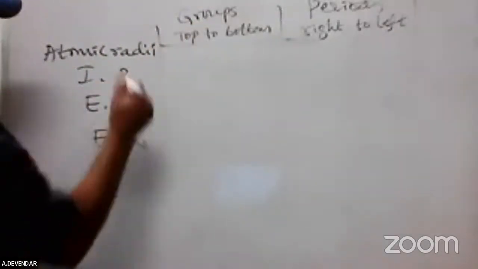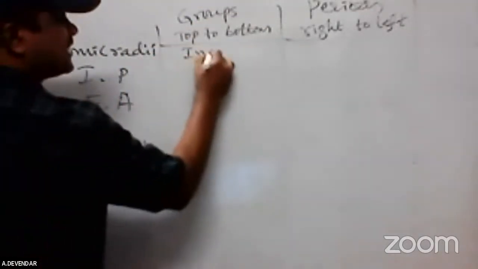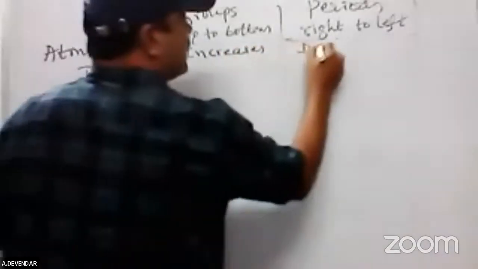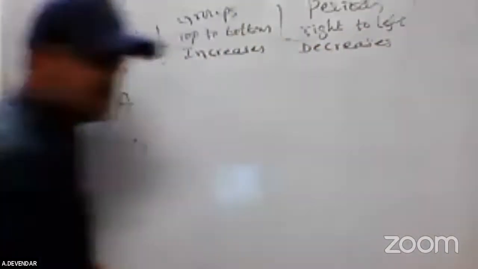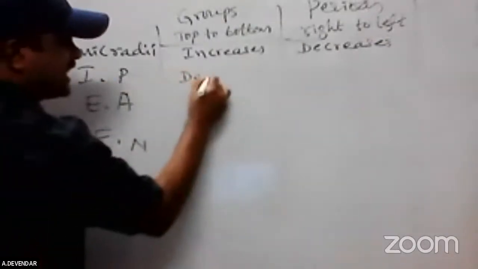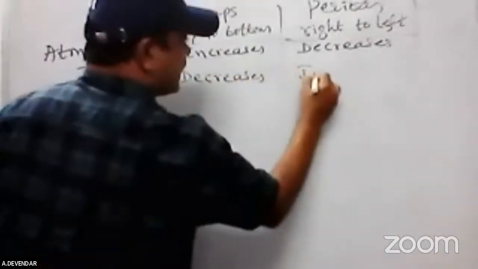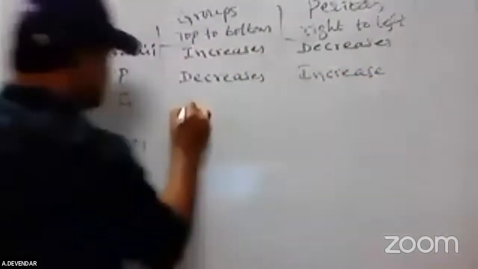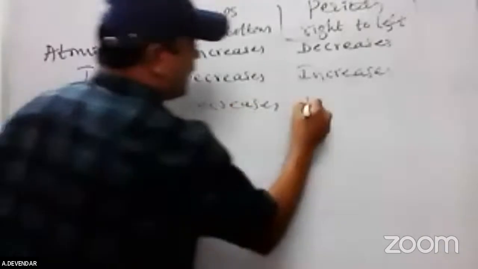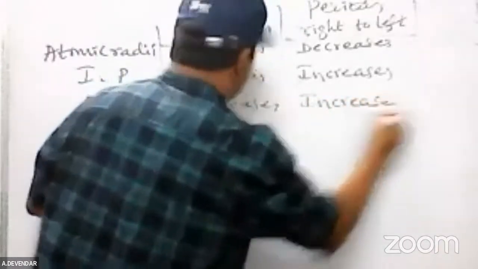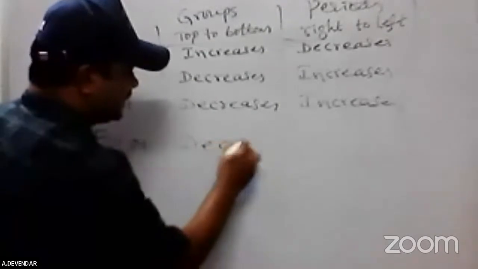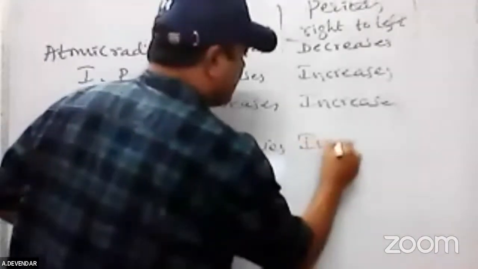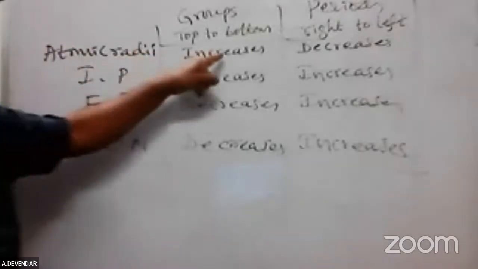So in the groups, from top to bottom, atomic radii increases, and in the periods it decreases. Once you know that, the rest is the opposite: it decreases, it increases. Once you know the table form, you can write all the properties very easily. Atomic radii increase down the group because the number of shells increases, so the size increases.